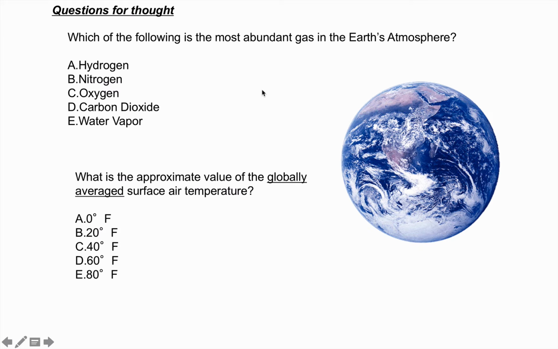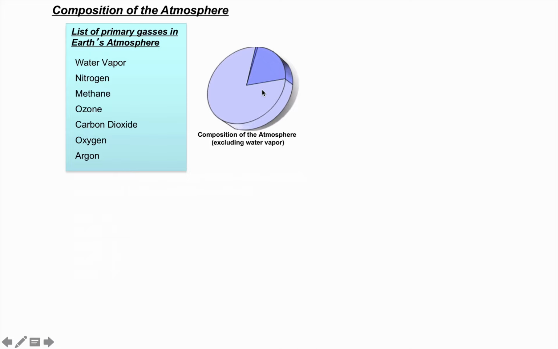Here's another question. What do you think the approximate value of the globally averaged surface temperature is? In other words, look at the entire planet, average the air temperature across its entire surface. Do you think it's 0, 20, 40, 60, 80? What do you think? Well, let's answer these two questions because they're fundamental to understanding Earth as both an atmosphere that contains a weather and also a climate system. So let's figure this out. First, I got a list of all the gases here that are in Earth's atmosphere: water vapor, nitrogen, methane, ozone, carbon dioxide, oxygen, argon.